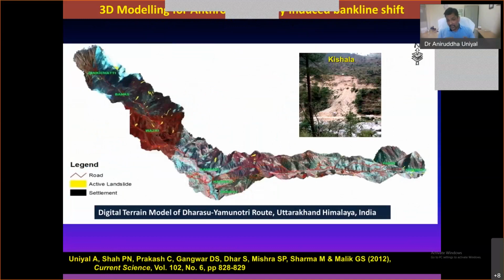Now, anthropogenically induced bankline shift is also there. In this portion of the Himalayas, a headrace tunnel is being constructed. Its waste material is being disposed into the river channel. So it is resulting in a shift of the river channel, and that is causing toe erosion on the other side. So digital elevation models based on contour lines and satellite images can also help us assess exactly where the toe erosion is taking place, and whether it is because of natural phenomena or due to anthropogenic activity.